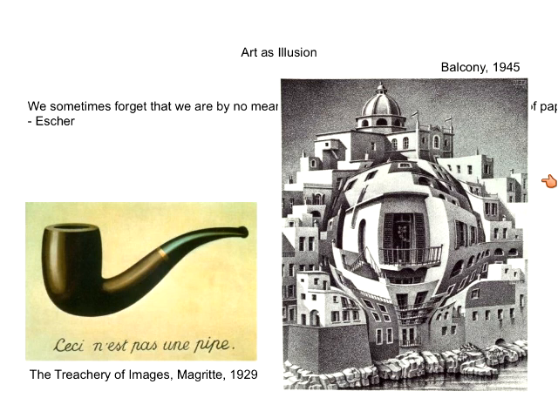So Balcony is from 1945, and certainly he wasn't the first artist to make this point. I think the most famous example is down here on the left. This is René Magritte's The Treachery of Images. It says, "Ceci n'est pas une pipe," which, if you speak French, you know, means this is not a pipe. So Magritte, in no uncertain terms, is telling you he has not produced a pipe, he's produced a picture of a pipe. So that's the theme we're going to look for today in Escher's work.